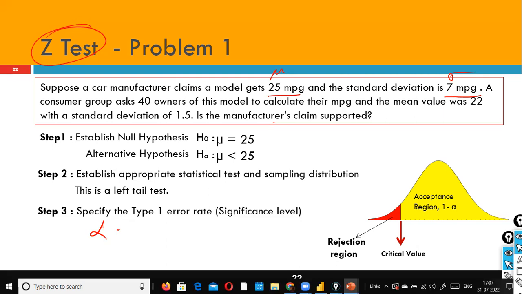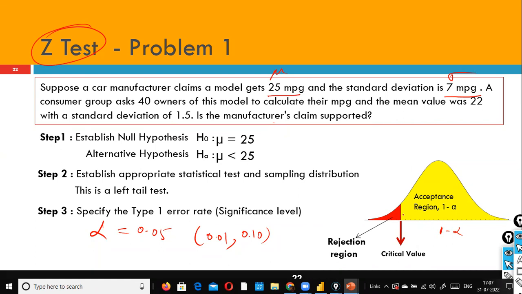And the alpha values in general, what we do is we use 0.05, or in some cases we use 0.01, and in some other cases we use 0.10. So what is the total area under the curve? I told you it is 1, right? And then 1 minus alpha. Why should I subtract alpha from this one?